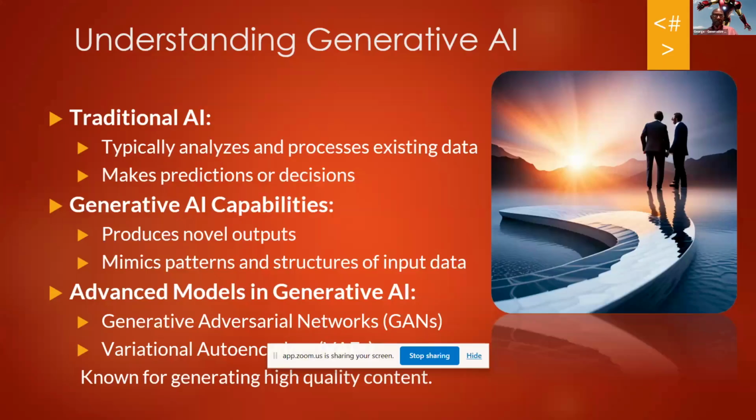So the first thing here is looking at traditional AI. Traditional AI typically analyzes and processes existing data, and it makes predictions or decisions about that data. That's traditional AI. But right after we got into traditional AI, boy, we just zoomed right into generative AI. I mean, it just came about so quickly.